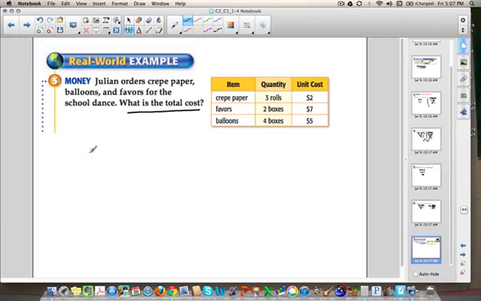So maybe we could write a little equation to help us figure this out. Let's see. We have crepe paper, and we have 3 of those, right? And we have to take the number of crepe paper rolls that we bought and multiply it by how much it costs. So that means we have 3 rolls at $2. And then I want to add to that the 2 boxes of favors, and the boxes of favors cost $7 each, so that's 2 times 7. And once I get that answer, I want to add that to the balloons, and that's 4 boxes of balloons at $5 a box. So 4 times 5.